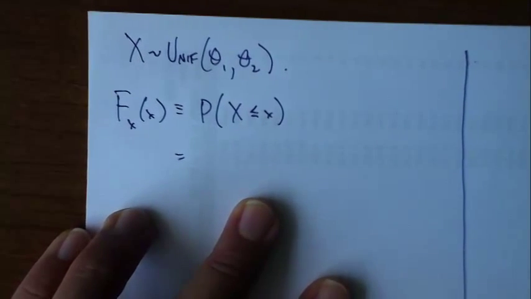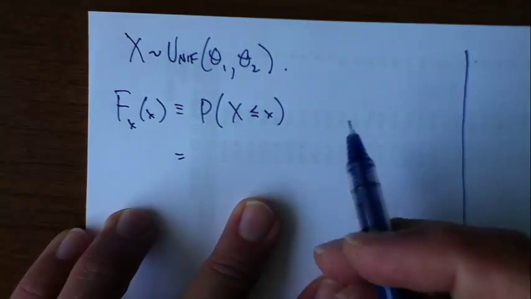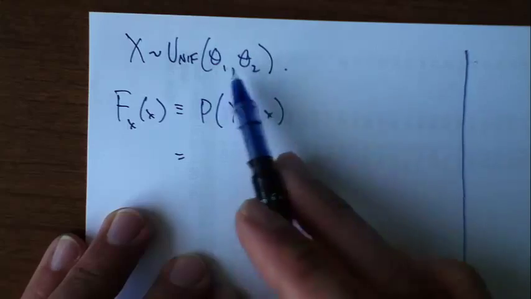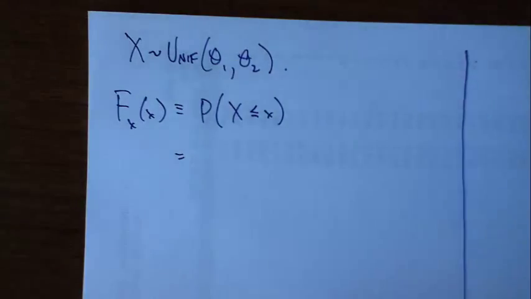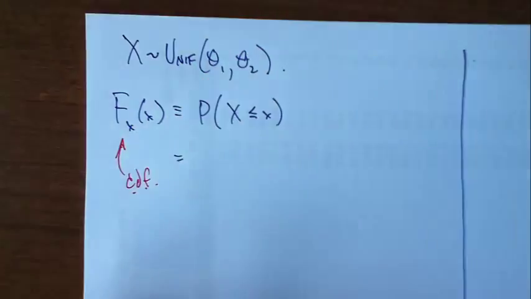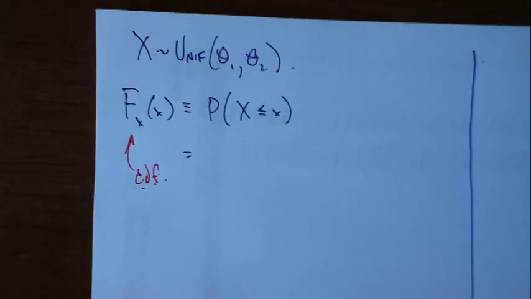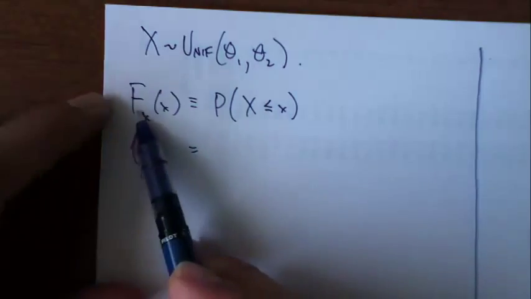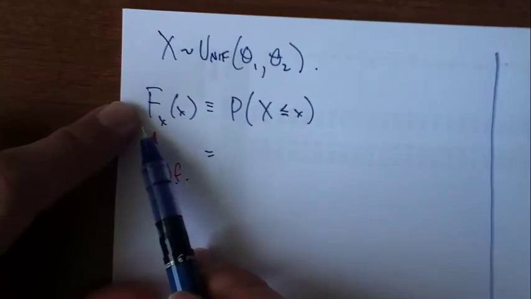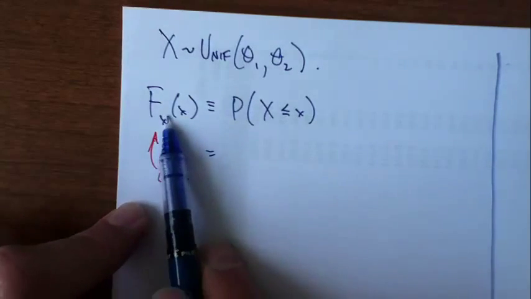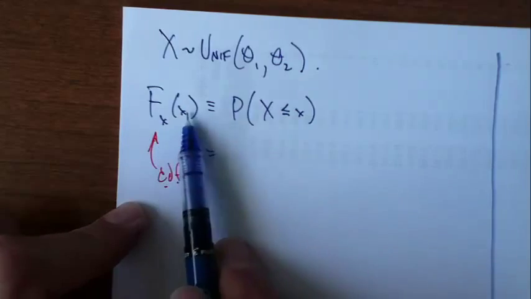All right, so now let's take a look at the CDF. Let's derive the CDF for a uniform random variable with parameters theta 1 and theta 2. Remember, this is how we express the CDF generally, the cumulative distribution function. We usually use a big F, or a big G, or a big H, or whatever. And remember, we're indicating that this is the CDF for the random variable X. And it's a function of little x.